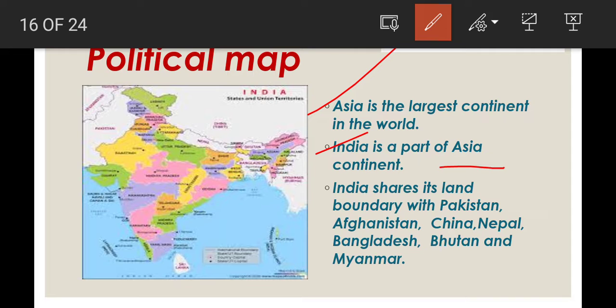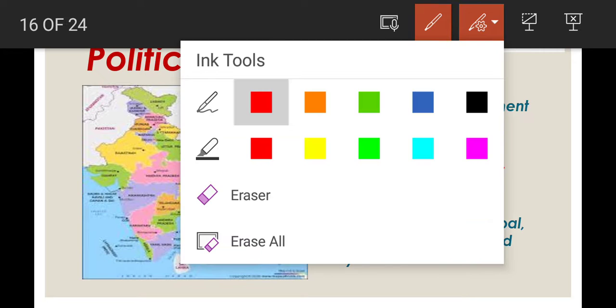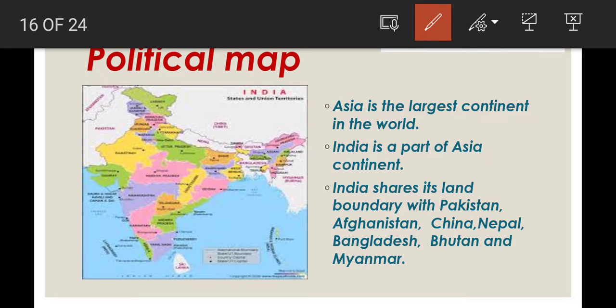Actually, our India shares its land boundary with Pakistan, Afghanistan, China, Nepal, Bangladesh, Bhutan, and Myanmar. These are the countries connected with India. These are the boundaries of our India. What are the countries, children? Pakistan, Afghanistan, China, Nepal, Bangladesh, Bhutan, and Myanmar. 7 countries are connected with India.